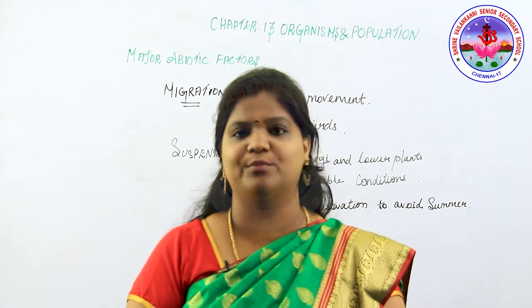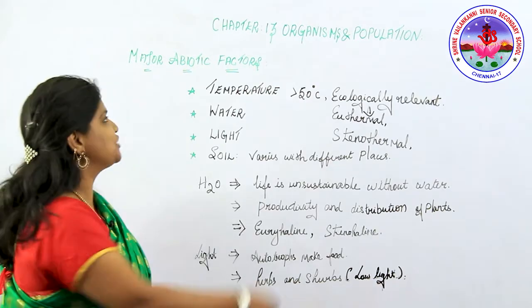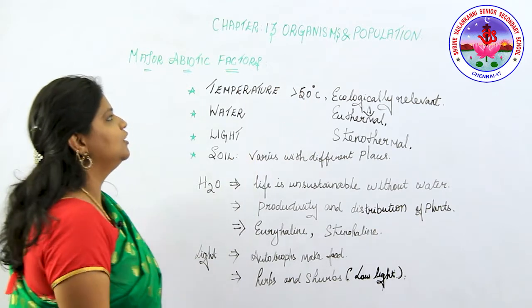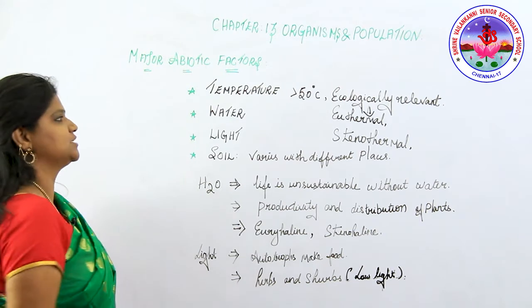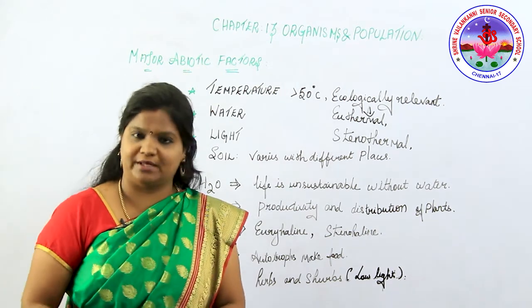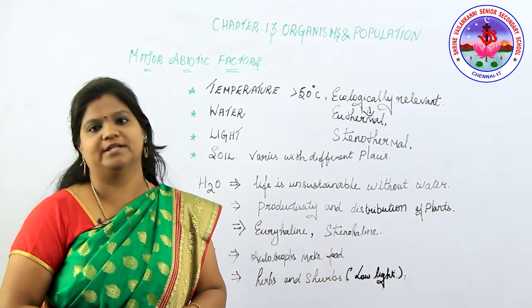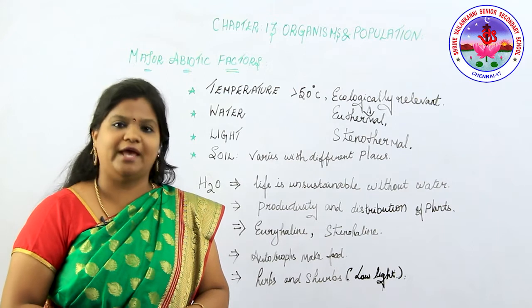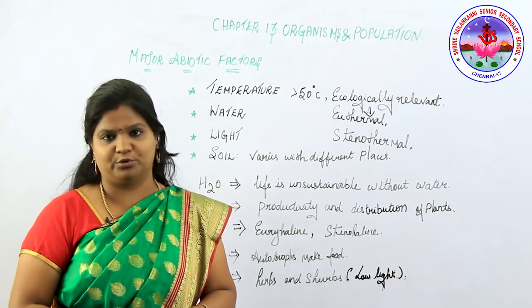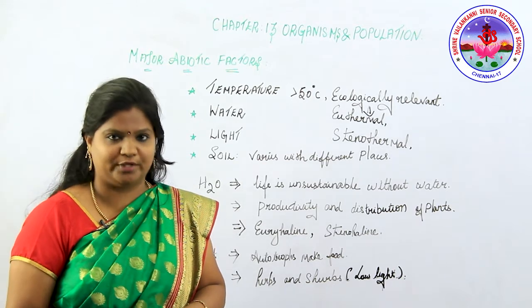Today we are going to discuss abiotic factors. Students, in the chapter Organism and Population, our next topic is the major abiotic factors. So do you know what abiotic factors are? In an ecosystem there are two types of components: one is abiotic and the other is biotic. Abiotic means absence of biotic. So the non-living components we call abiotic components.